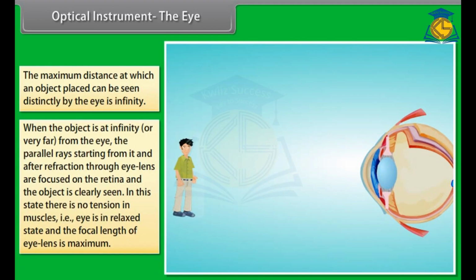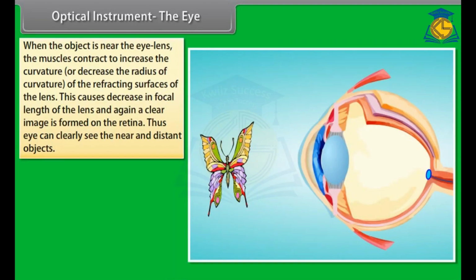When the object is at infinity or very far from the eye, the parallel rays starting from it, after refraction through the eye lens, are focused on the retina and the object is clearly seen. In this state, there is no tension in the muscles, that is, the eye is in a relaxed state and the focal length of the eye lens is maximum. When the object is near the eye, the muscles contract to increase the curvature or decrease the radius of curvature of the refracting surfaces of the lens. This causes a decrease in the focal length of the lens and again a clear image is formed on the retina. Thus the eye can clearly see near and distant objects.